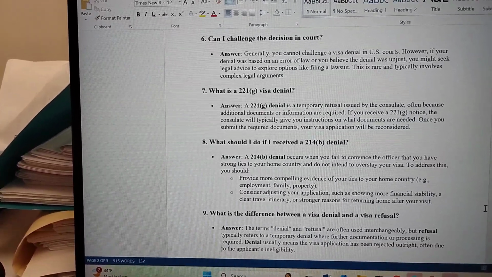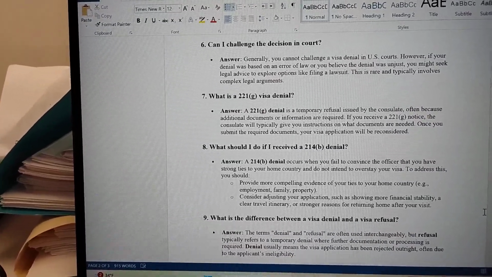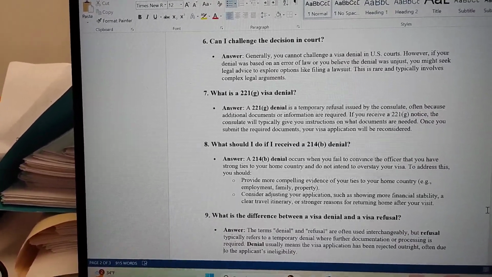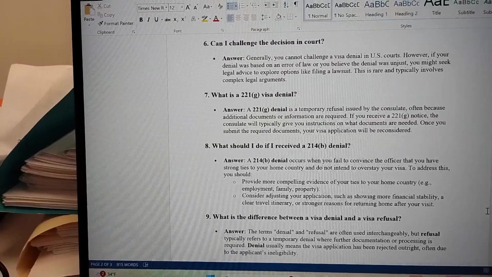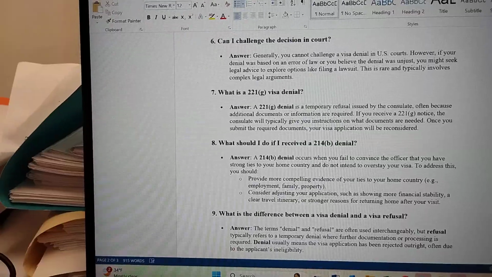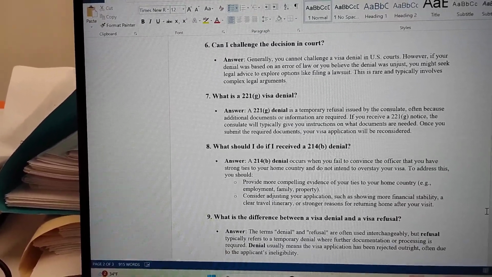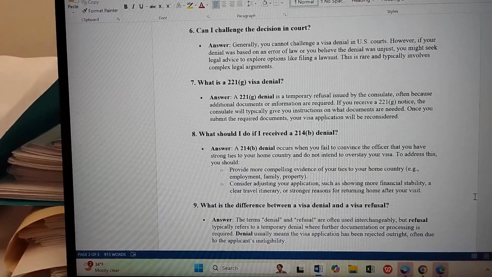So generally, can I challenge the decision in court? Generally, you cannot challenge a visa denial in US courts. However, if your denial was based on an error of law or you believe the denial was unjust, you might seek legal advice to explore options like filing a lawsuit. This is rare and typically involves complex legal argument.